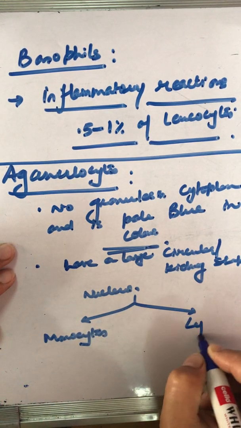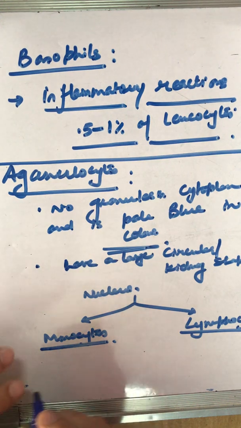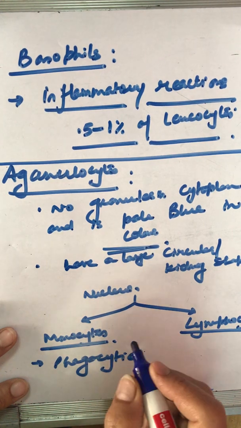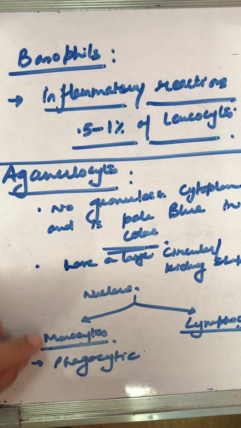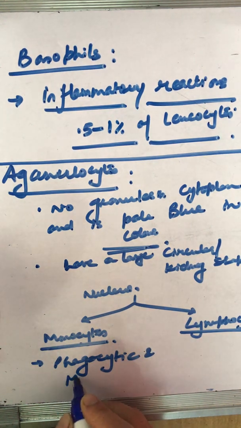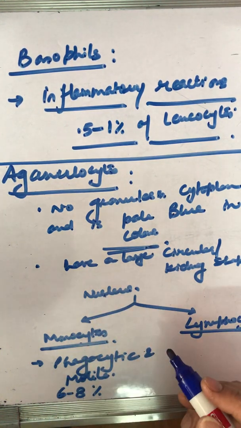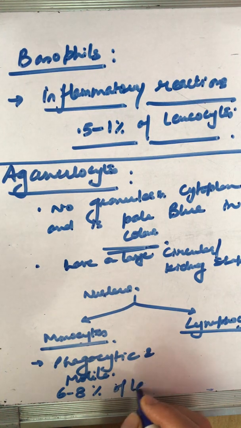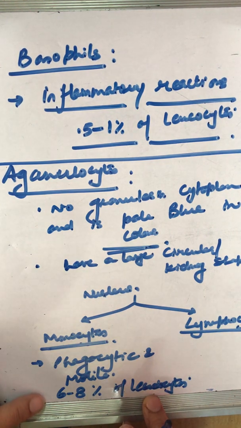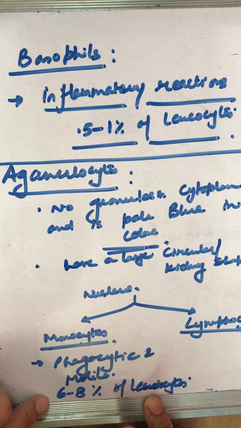monocytes as well as lymphocytes. What are monocytes doing? They are phagocytic. And second function that you have to remember from its name, these are monocytes, so they are motile also. And 6 to 8% of these agranulocytes, that means in leukocytes. This category will also be a part of leukocytes only, no? Whether it is agranulocytes or granulocytes. So this is also a part of leukocytes.